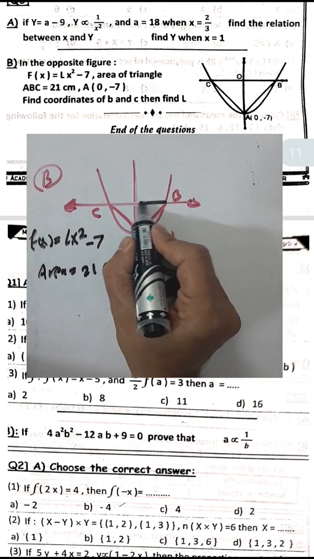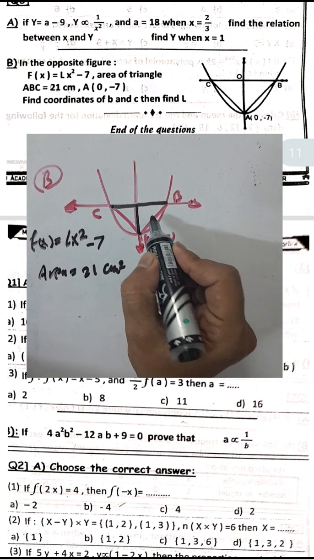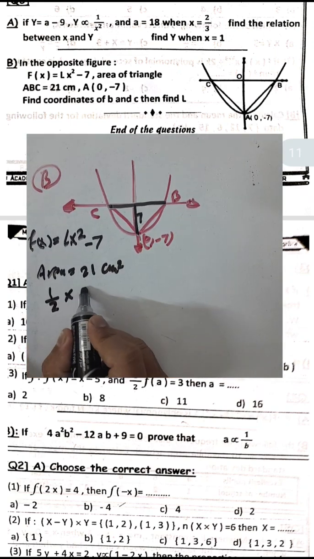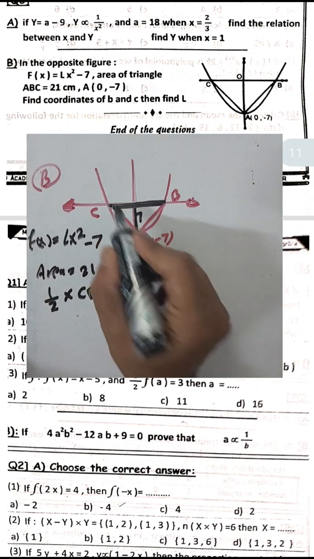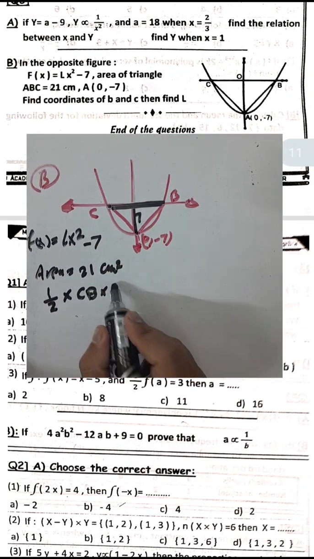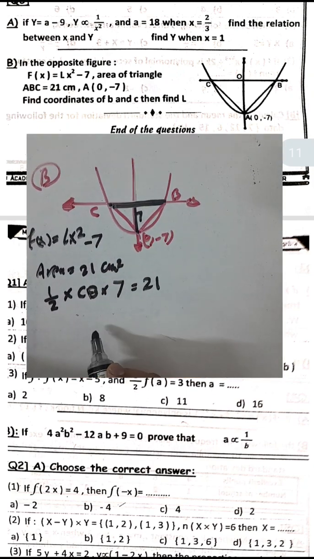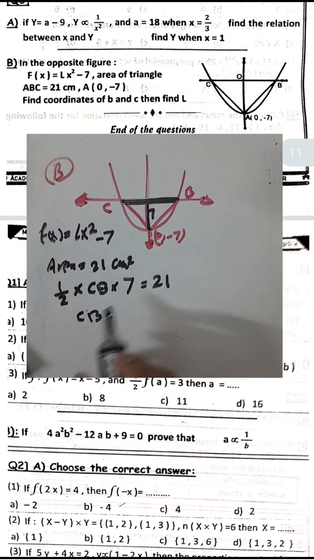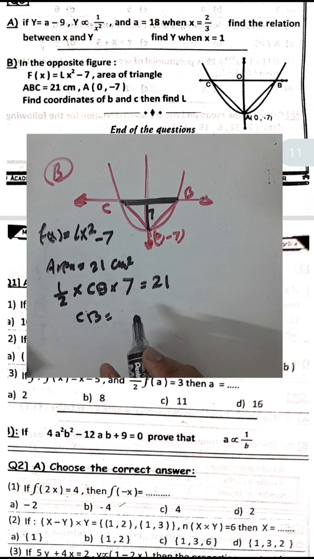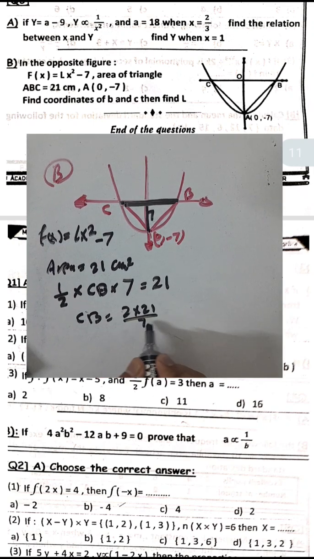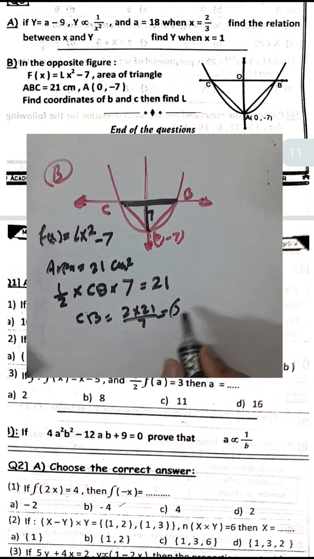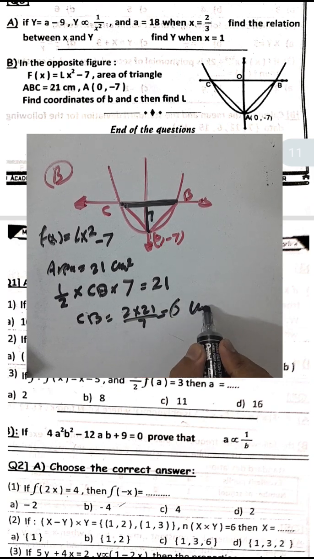We know the area equals half times base times height. This height was 7 units. Half times CB, this length, multiplied by the height 7 equals 21. Then we can find the length CB: 2 times 21 divided by 7. 21 divided by 7 is 3, and 3 times 2 equals 6. Then CB will be 6 units.